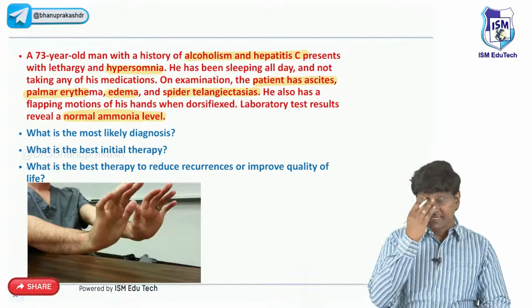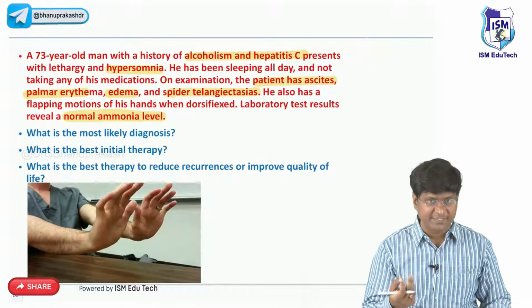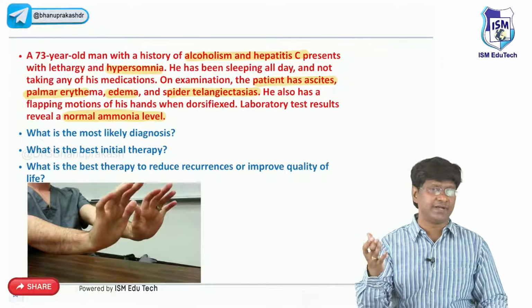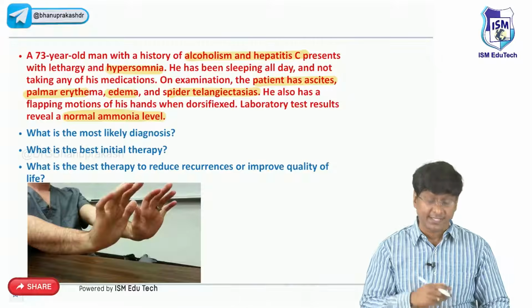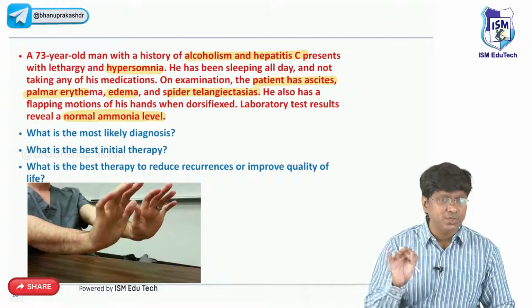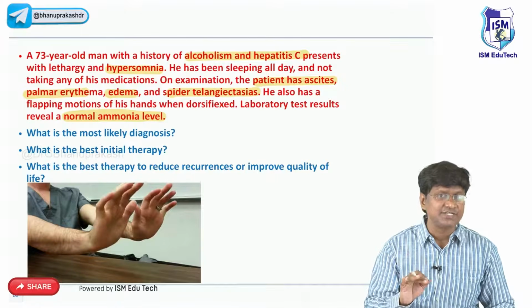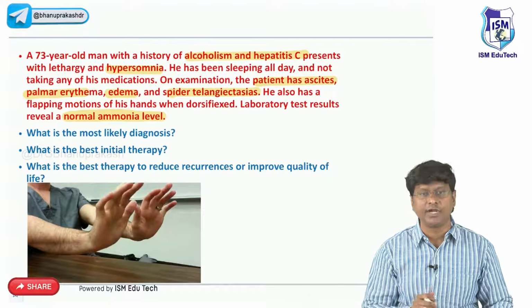Normal ammonia levels. See, whenever there is hepatic encephalopathy, what do we suspect? We suspect that ammonia levels are very much elevated. But in this patient, normal ammonia levels are there. Now, what is the likely diagnosis? What is the best initial therapy? What is the best initial therapy to reduce the recurrences or improve the quality of life?